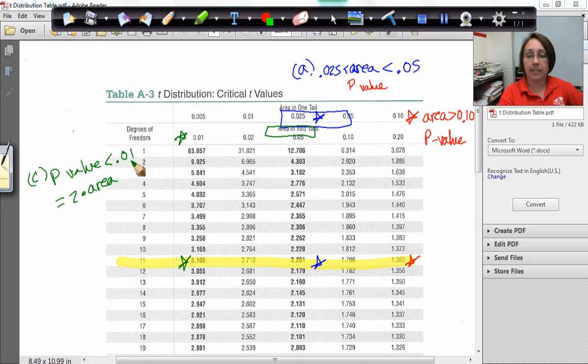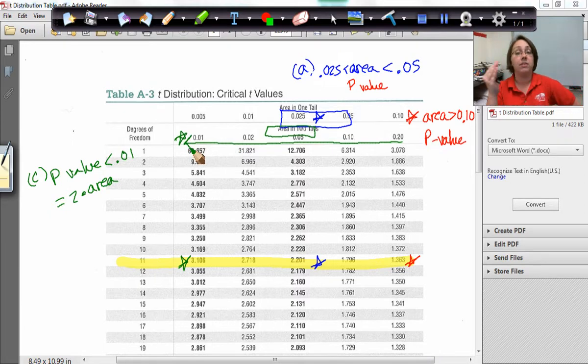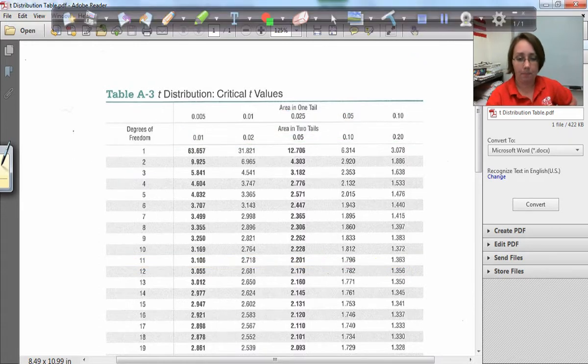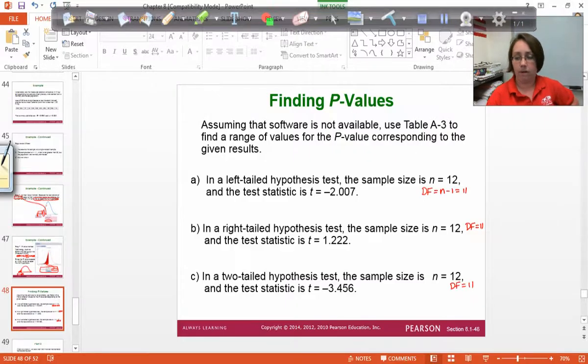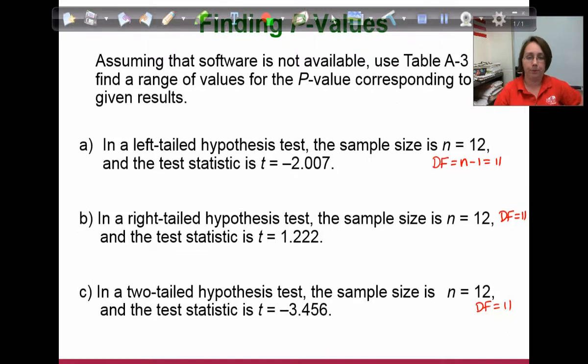How do I know it's less than? Well, look at the pattern here. All of these values get smaller and smaller and smaller, and we're even further to the left, so we're even smaller than that. So ours has to be less than the smallest value there. All right. Let me clear all this out of here. All right, here we go. So that's how you do those.